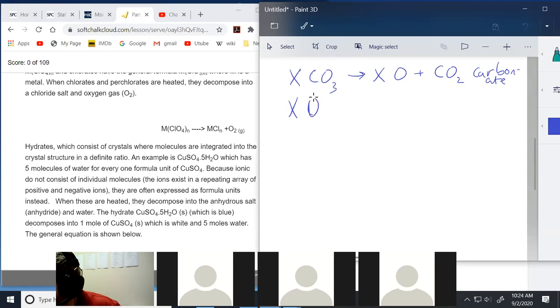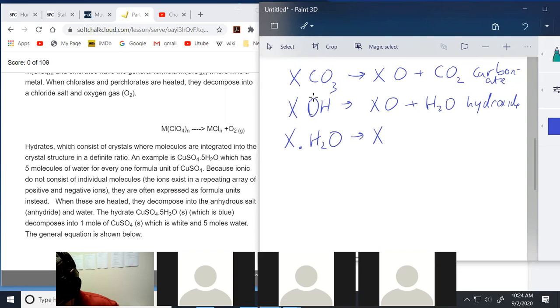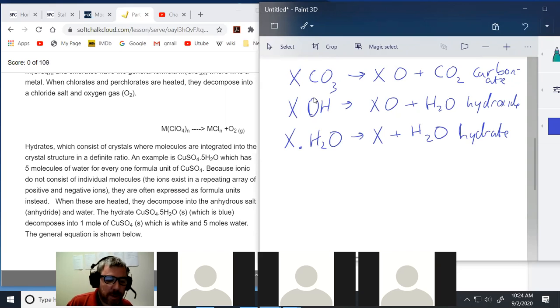And we've got XOH, which also goes to XO plus H2O, and that's called a hydroxide. The last one we've got is this one, which is X dot H2O, which gives X plus H2O. That's called a hydrate. Pretty soon, you'll be doing a lab about that. I think next week, you'll be dealing with some hydrates.